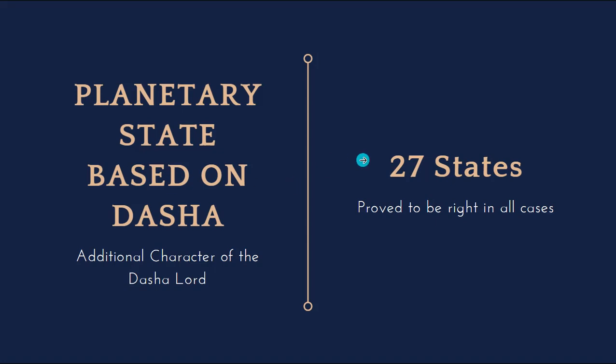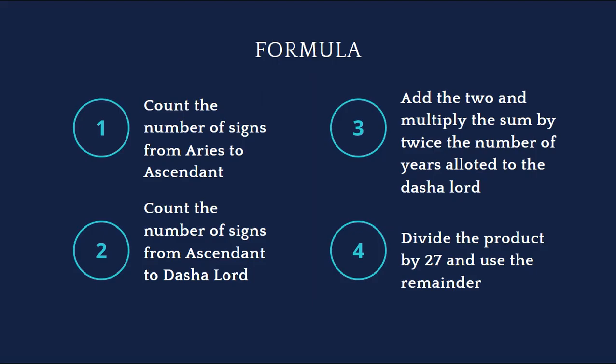And altogether we have 27 states, and I have tested this in almost about 130 charts, and it's proved to be right in almost all the cases. So before we get to the different states of the planets, I want to reveal the formula on how to go about calculating. This is not rocket science, it's very simple. The calculation is very simple, so please pay attention.